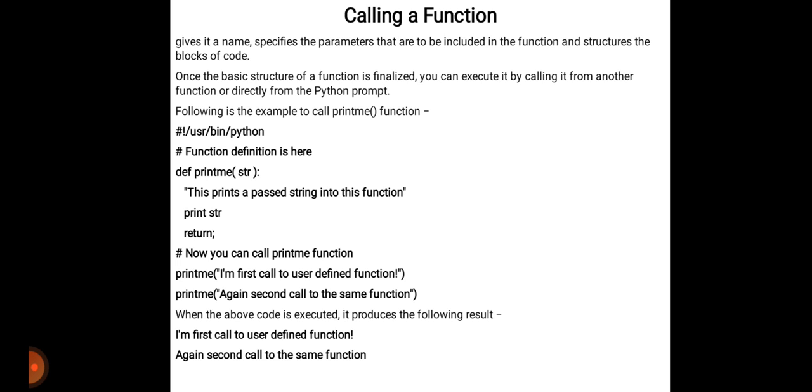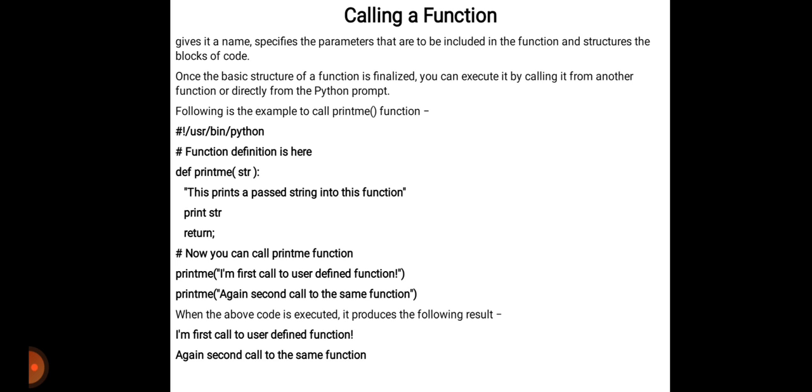So once the basic structure of a function is finalized, you can execute it by calling it from another function or directly from the Python prompt. Here take an example, like the example of the call print me function. Here, hashtag error, that is user bin Python.